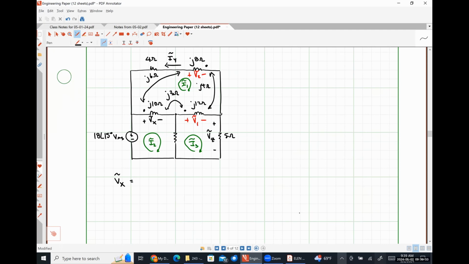Okay. So let's start with the self-inductance term. So J10 ohms. So what's the total current flowing through the positive polarity terminal here? I2 minus I1, absolutely. All right, now let's do the mutual inductance with the J8 ohm coil. So negative. J6 ohms, what should my current be? I1. Absolutely right.